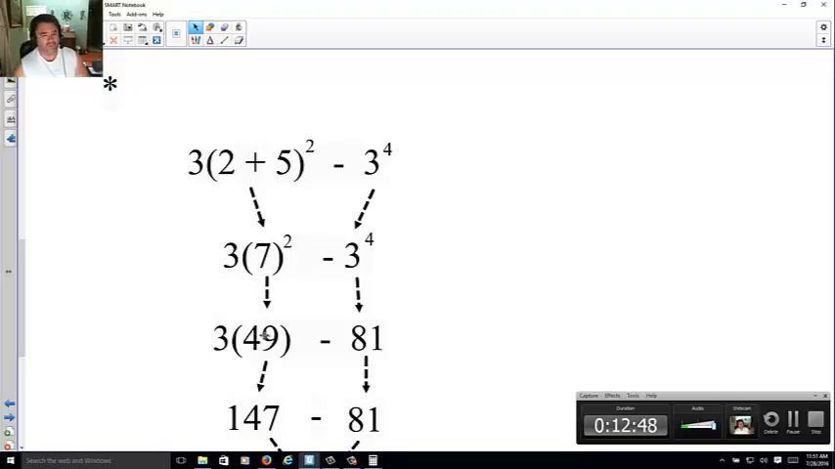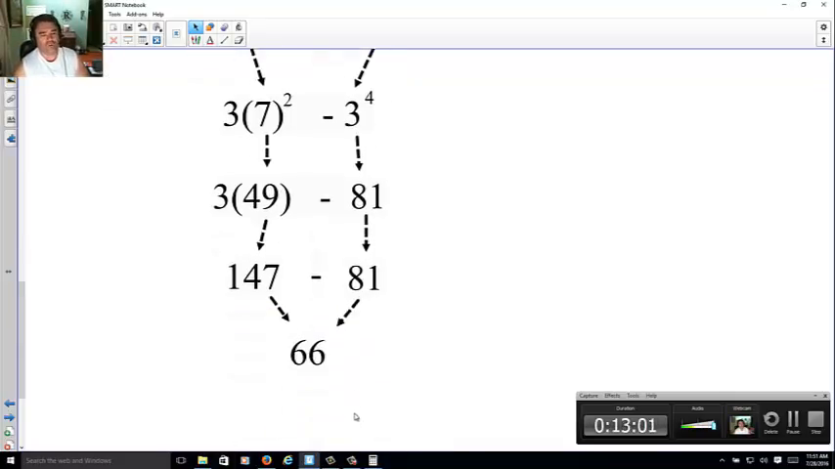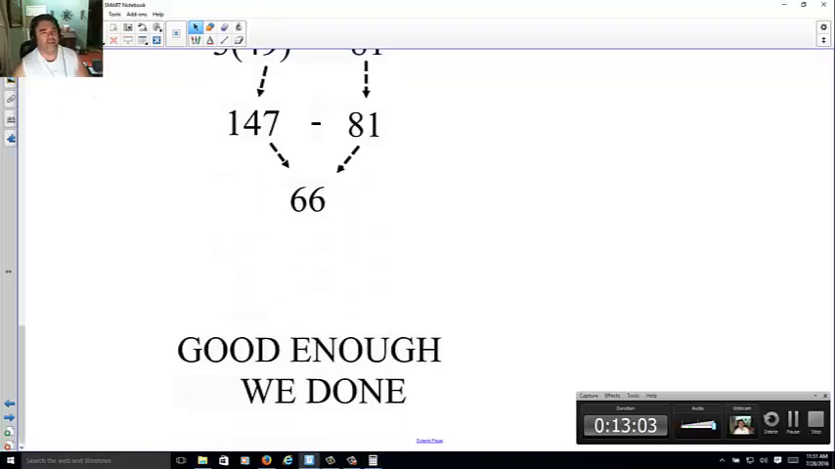So, okay, 7 squared is 49. 3 times 49 is 147. Now, this minus just basically separates the two things. And so now we have 3 to the 4th power. 3 times 3 times 3 times 3 is 81. So all this minus 81 is 66.